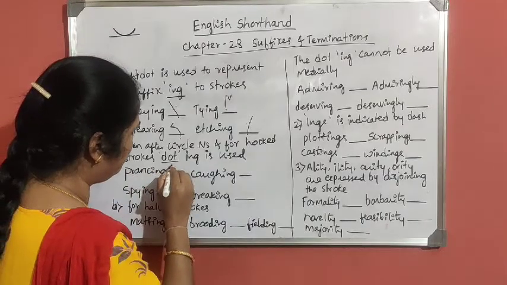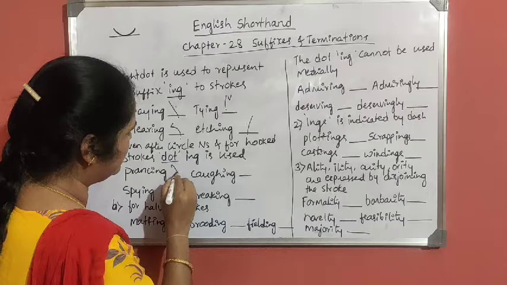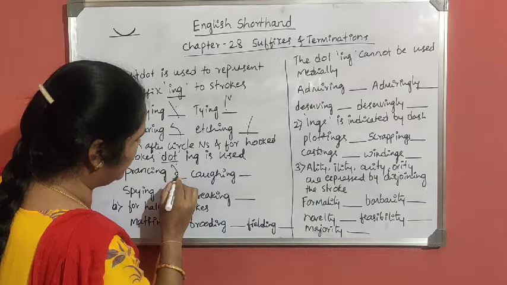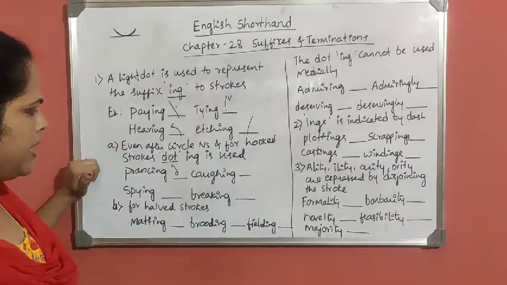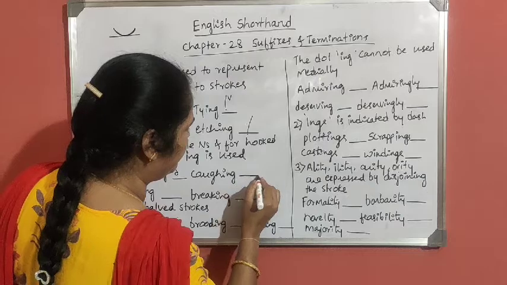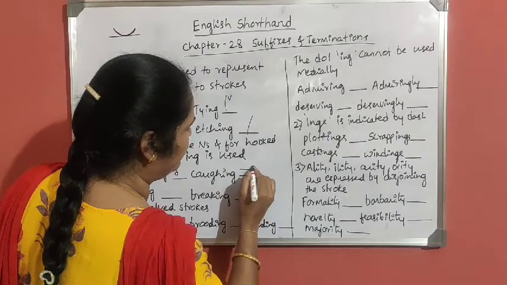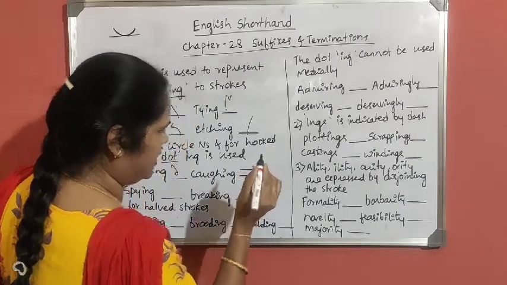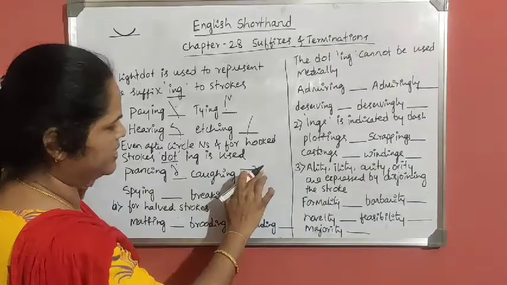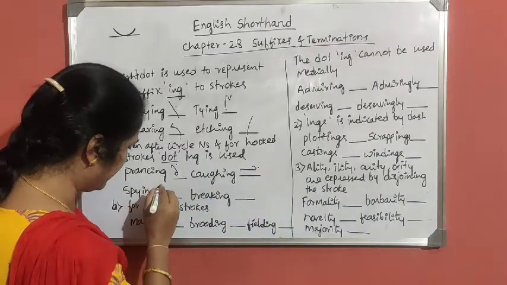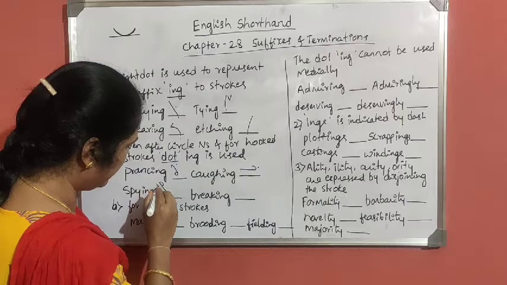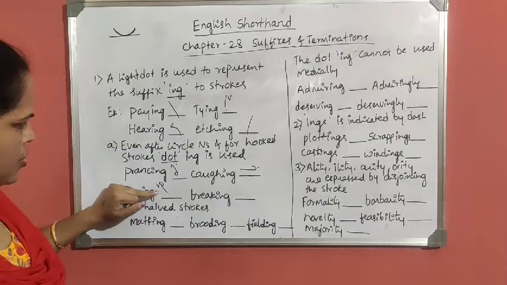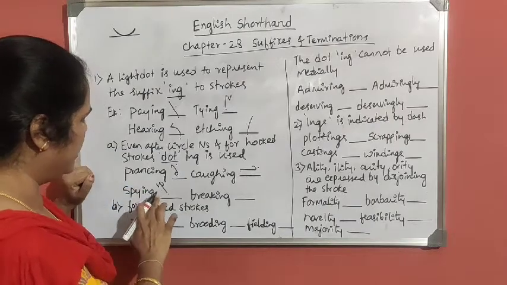Prancing: P, R, circle S. This circle S also includes the N hook. This is a vowel. Prancing, after that one light dot is mentioned here. Coughing: K, F hook. This is a vowel. After the F hook, there is a light dot. This indicates ing. Then spying: circle S, P. This is I diphthong. This is spy. Here one light dot after the stroke. This light dot indicates ing, spying.